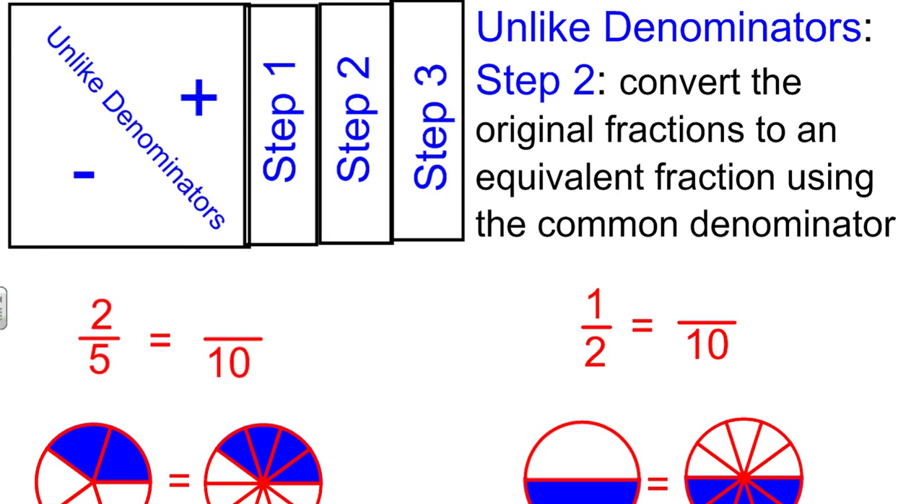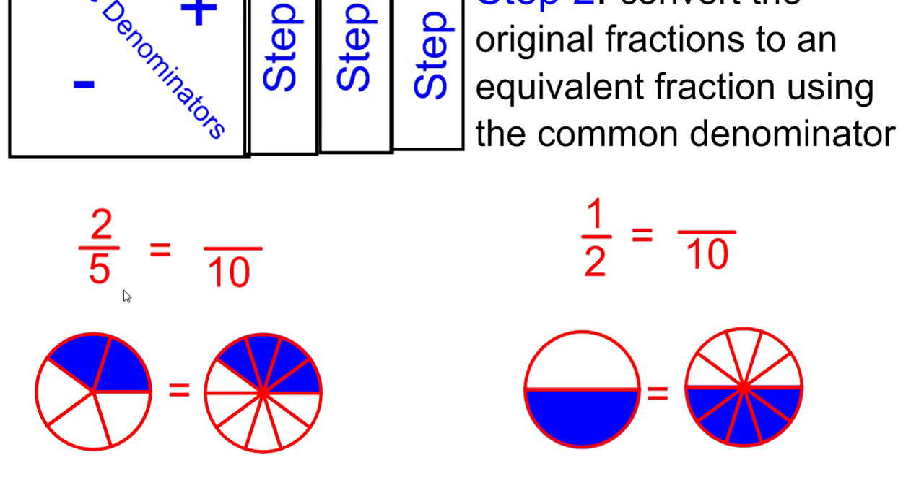The next thing we want to do is to convert the original fractions into an equivalent fraction using that common denominator. So, looking at 2/5, we want to convert to tenths. And we have to determine what our multiplier is. What are we going to multiply 5 by to get tenths? That's correct, 2. When we multiply the numerator by 2 also, that's going to give us an equivalent fraction. So we have 4 tenths. And you can see in the models down below that 2/5 is indeed equal to 4 tenths.